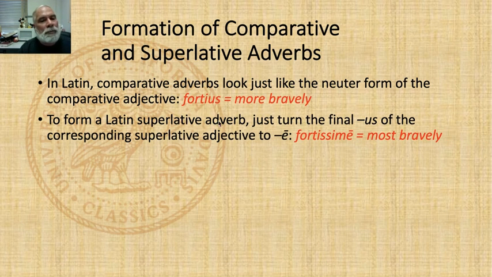To form a Latin superlative adverb, just turn the final us of the corresponding superlative adjective to an e. So, the superlative form of the adjective fortis, forte is fortissimus, fortissima, fortissimum. Change that us of fortissimus to an e and you get fortissime, and fortissime is the superlative adverb. So, for the word fortis, forte, the comparative adverb is fortius and the superlative is fortissime.